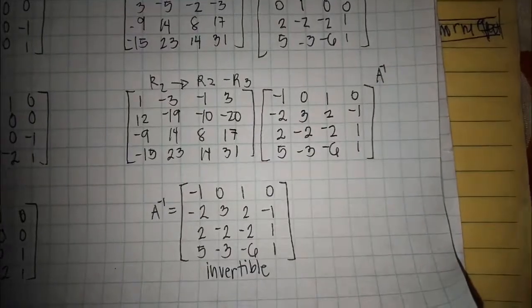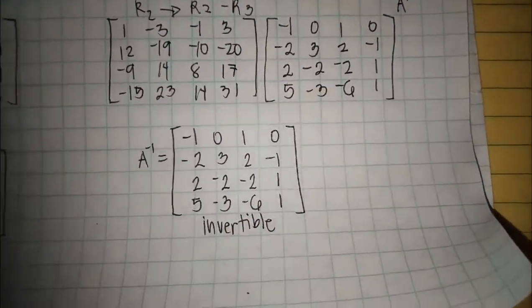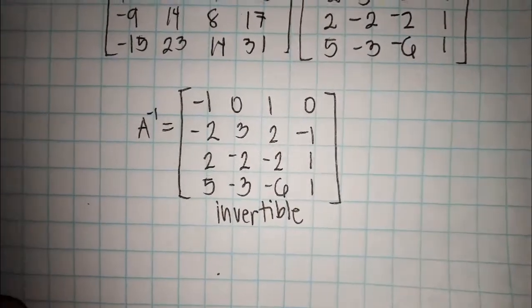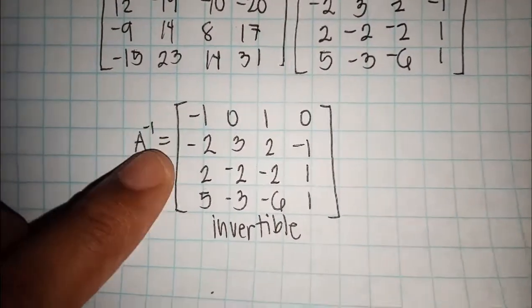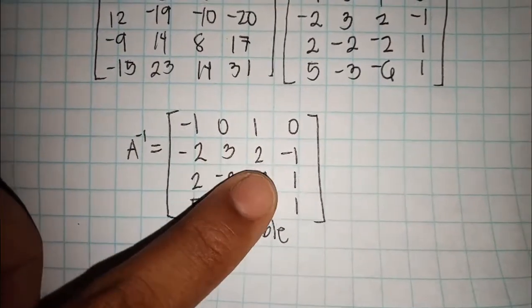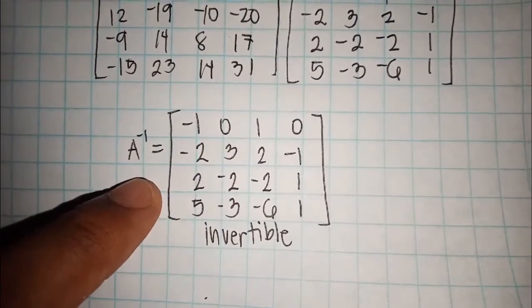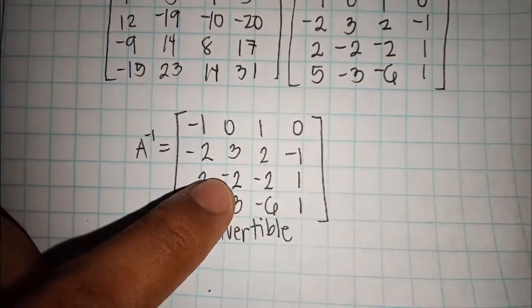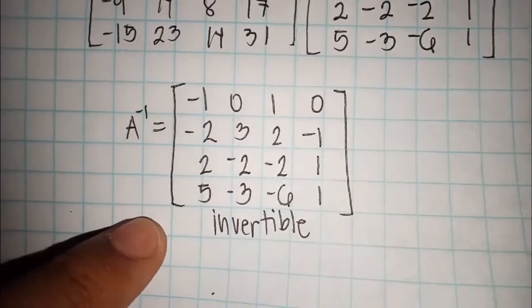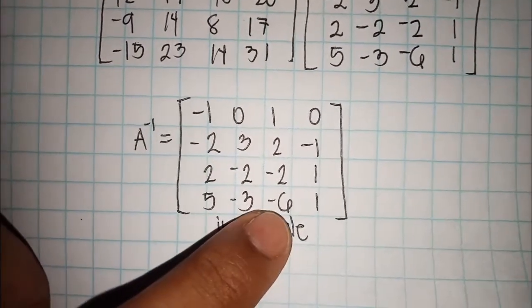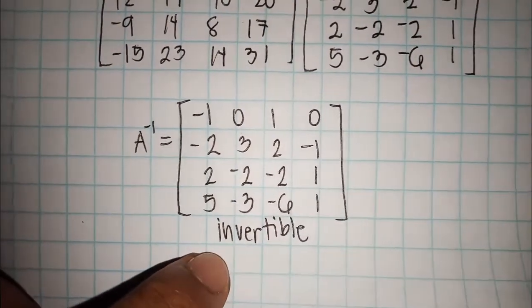So our A inverse is equal to negative 1, 0, 1, 0 in row 1, and negative 2, 3, 2, negative 1 in row 2, and in row 3, we have 2, negative 2, negative 2, 1, and in row 4, we have 5, negative 3, negative 3, and 1, and it is invertible.